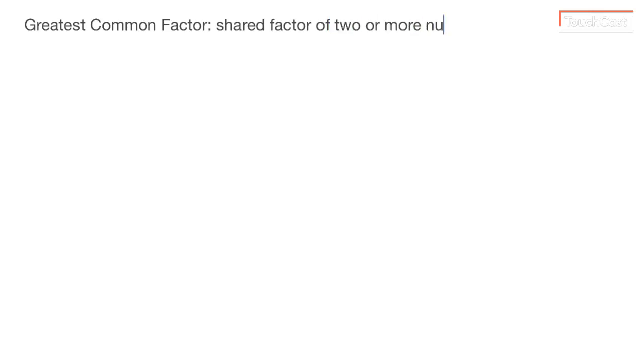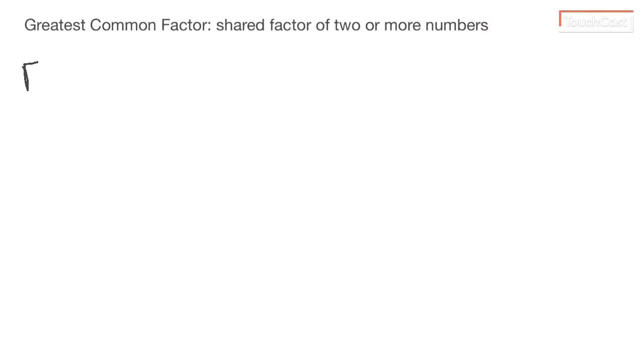Now I've got another word we need to define, and that word is greatest common factor. We use the greatest common factor when we are looking at the shared factor of 2 or more numbers. So what do they have in common? In fact, let's just go straight into our next example.